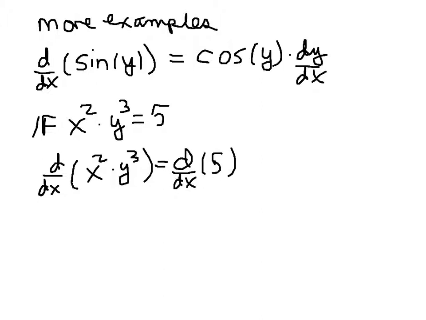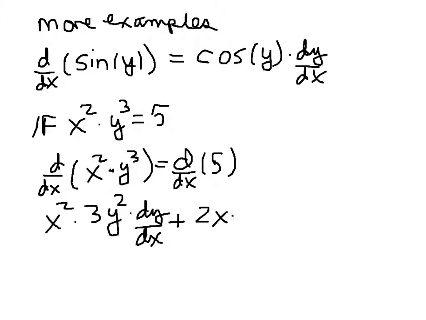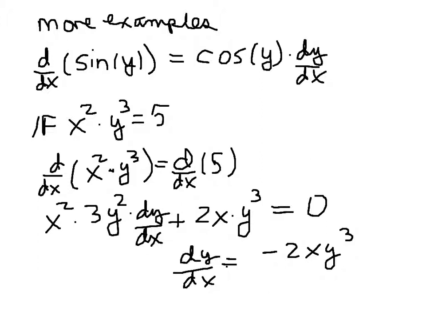Now in the first case, because it's a product, we need to use the product rule. And so we have the first times the derivative of the second plus the derivative of the first times the second, and that equals the derivative with respect to x of 5, which we know to be 0. If I now solve for dy/dx, I'm going to get minus 2xy cubed divided by 3x squared y squared. Kind of messy, but that's the derivative.